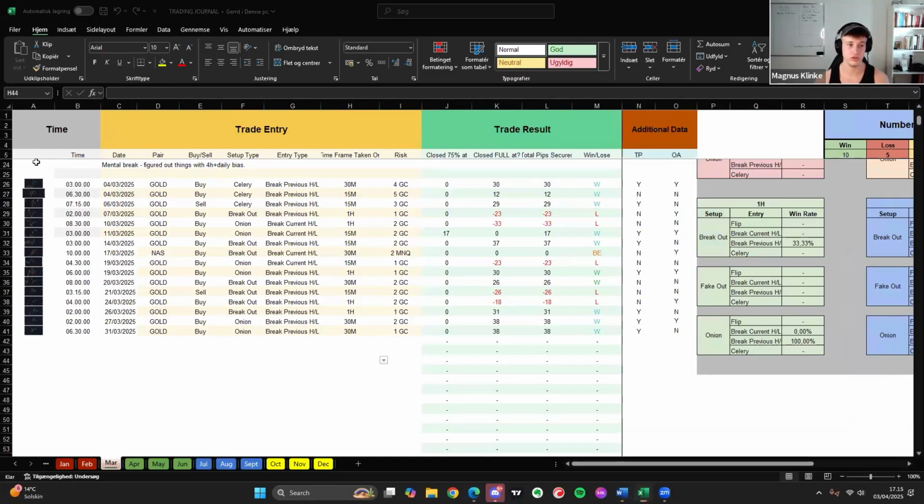And this journal here is looking pretty damn good. So we had these stats here. We have 10 and 5. 2 of them could have been avoided.